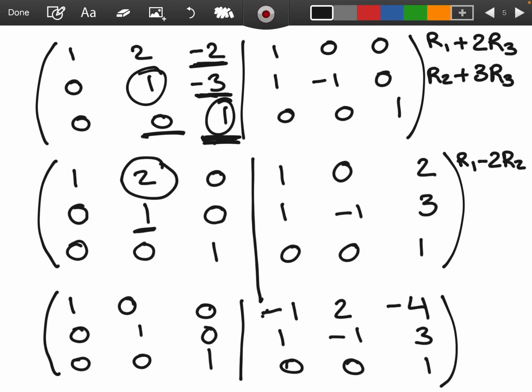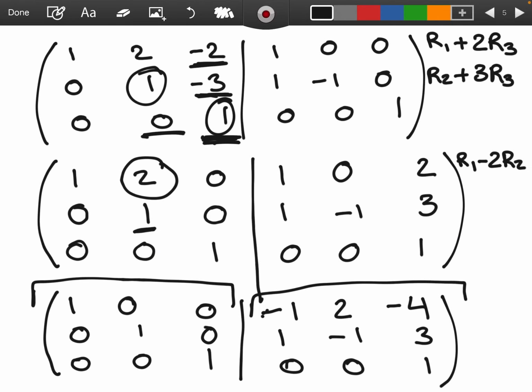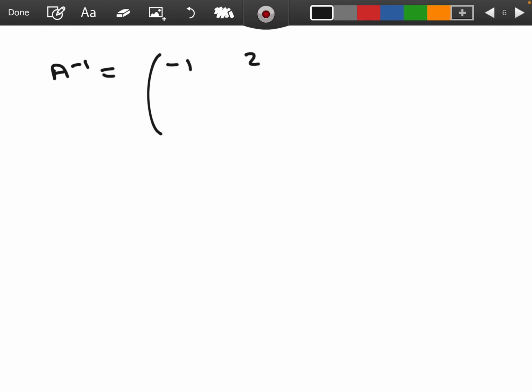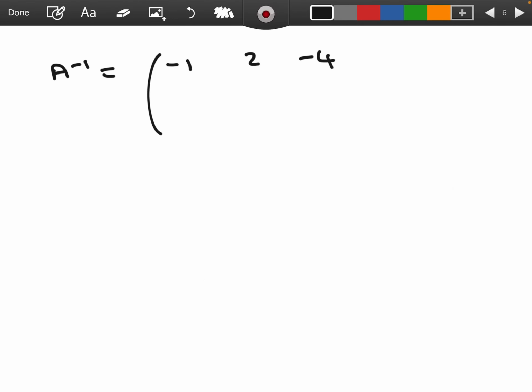So at this point, we now have the identity on the left-hand side, and what is on the right-hand side, therefore, should be A inverse. So that tells me that for my original matrix, A inverse is now this matrix here. So negative 1, 2, and negative 4. Then 1, negative 1, 3. And 0, 0, 1. So this is the inverse of my original matrix A.